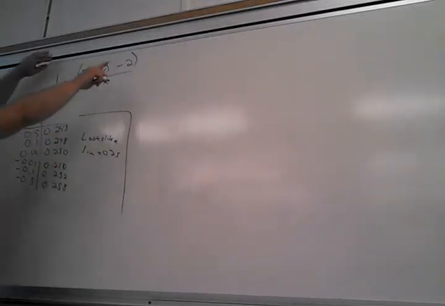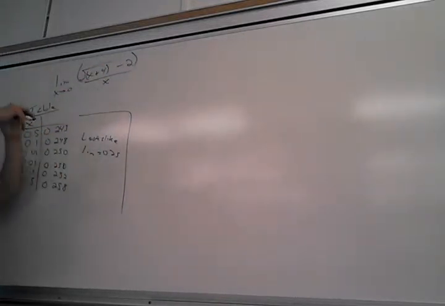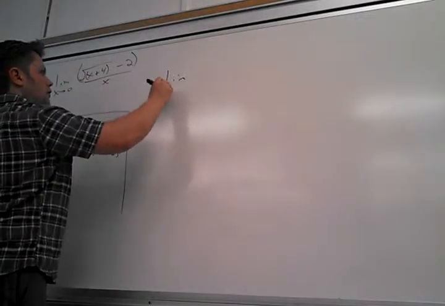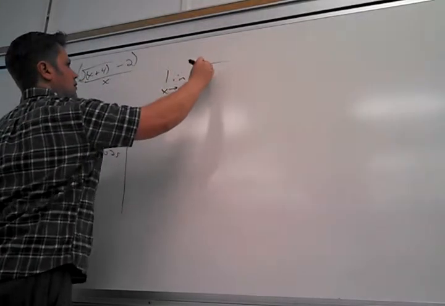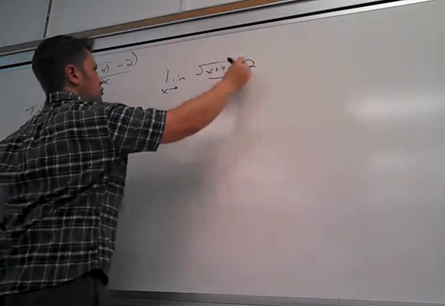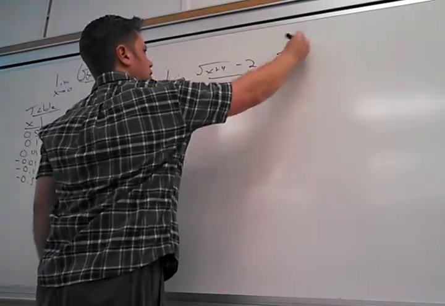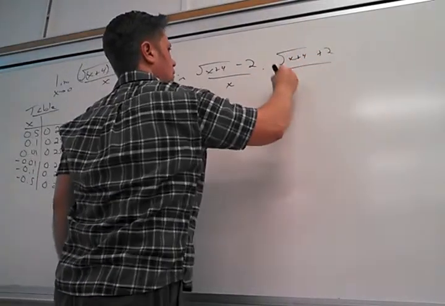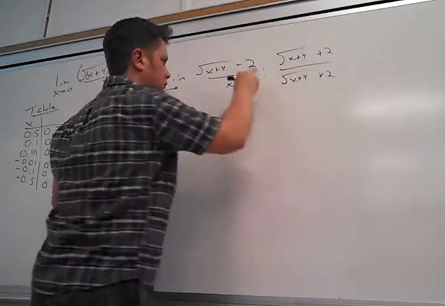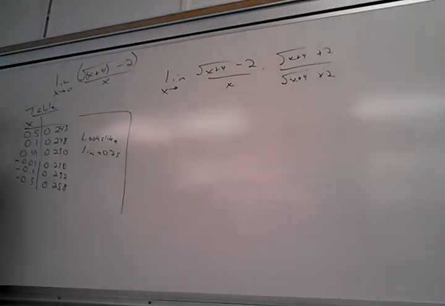How do I do this algebraically? Multiply by the conjugate. Yeah, exactly. So, root x plus 4 minus 2, I'm going to multiply by root x plus 4 plus 2. Take a second and finish that out.